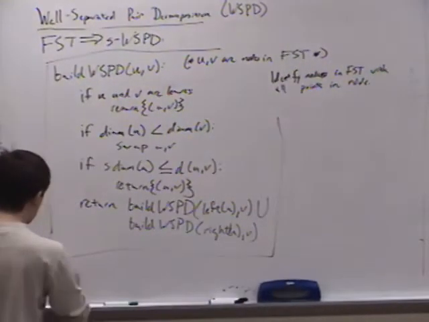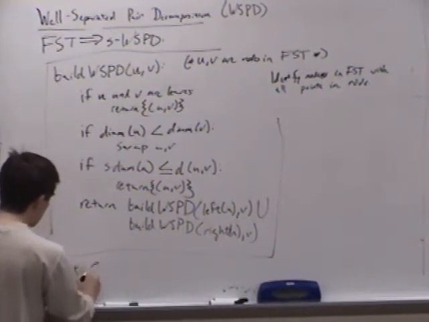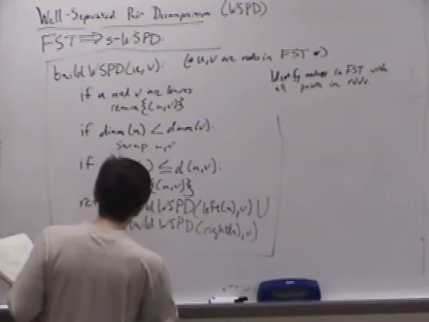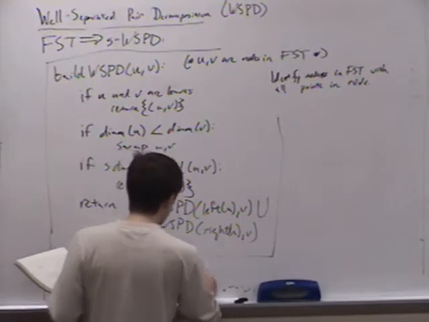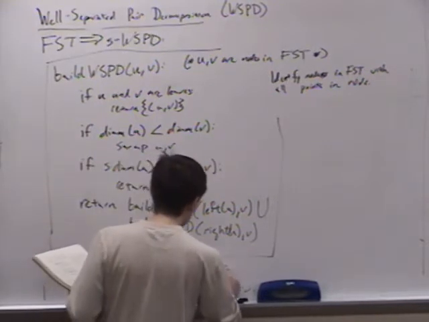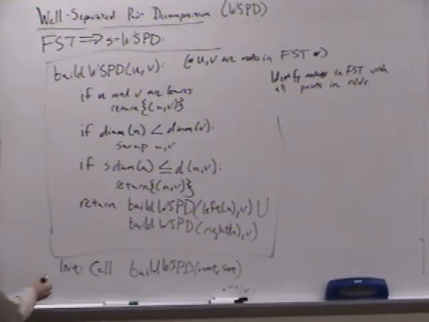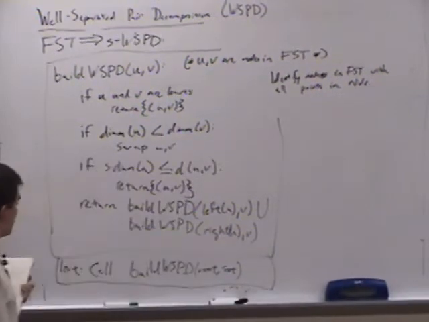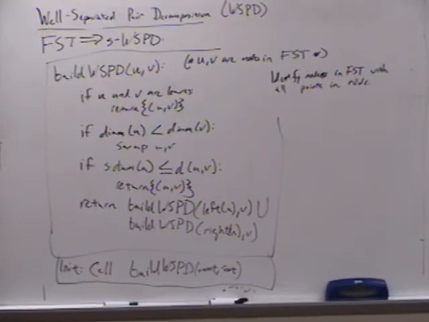And then to initialize this, we call build WSPD with the root twice. OK, and that'll do it. We run that procedure. When everything is said and done and all the smoke clears, we will be left with an S well-separated pair decomposition, I claim.